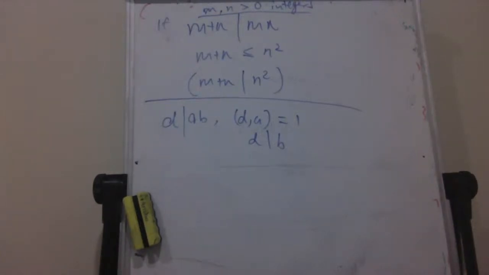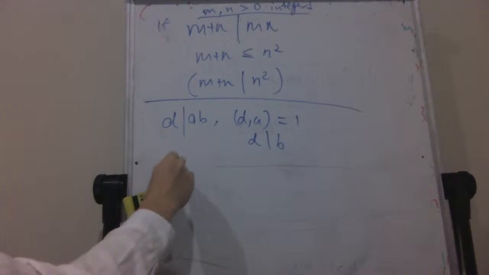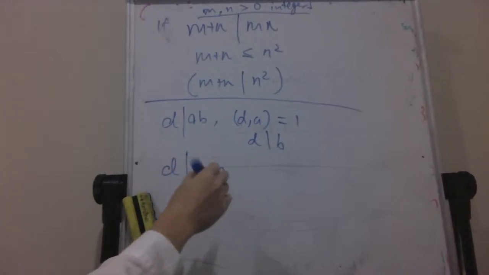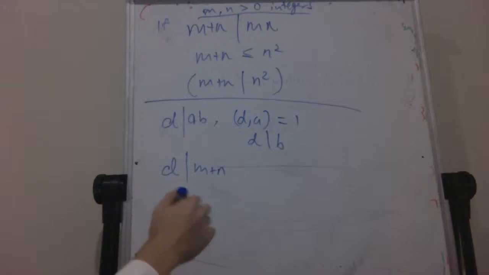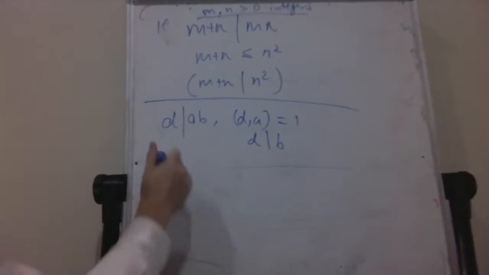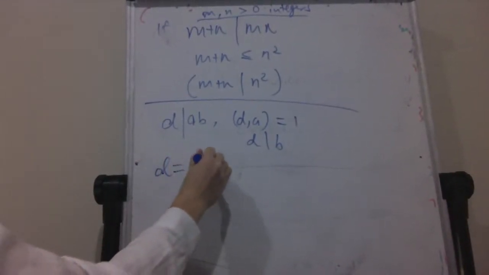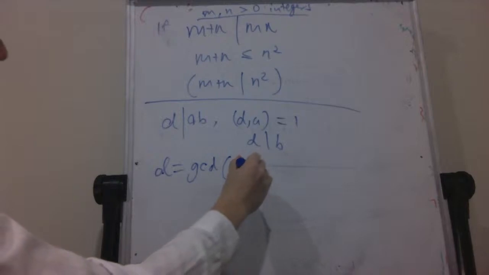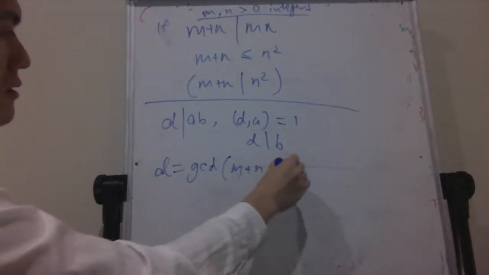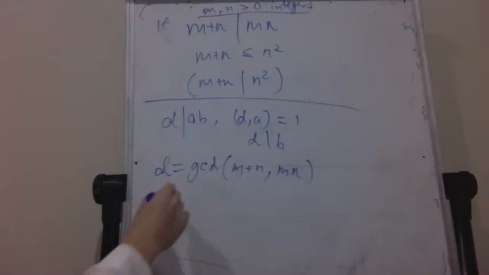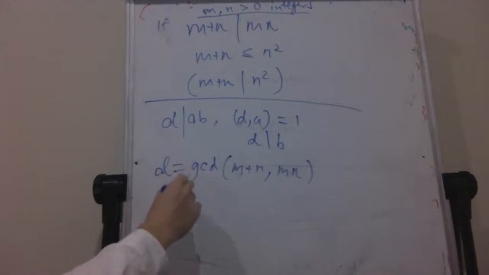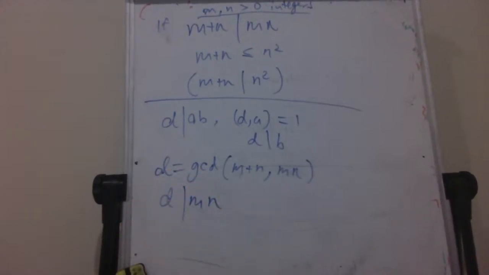One of the things that was kind of cool when you think about it, like if D divides M plus N, how do you do something like this? Maybe you can make D the GCD of M plus N and MN. Then D divides MN, right? Because the GCD has to be at least M plus N.